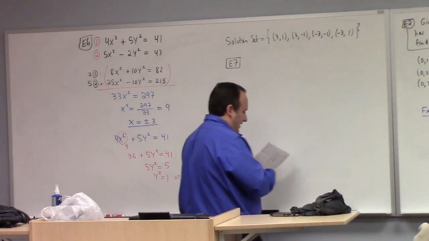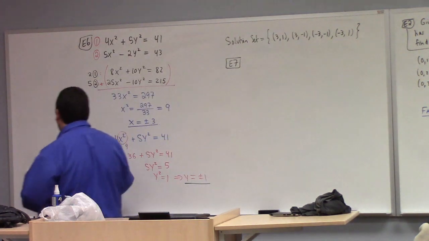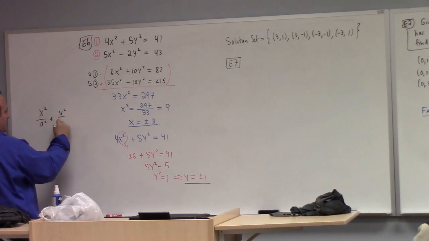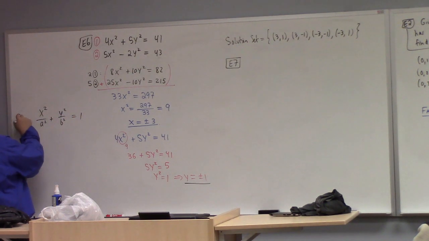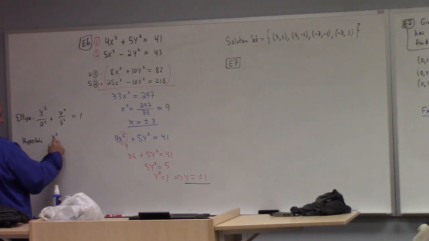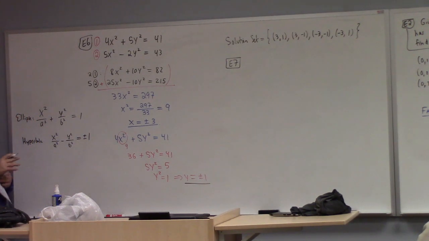Okay. I mean, I can tell you the formulas, just spit them back at you. An ellipse is something like x squared over a squared plus y squared over b squared equals 1. That's an ellipse. And a hyperbola is something like x squared over a squared minus y squared over b squared equals plus or minus 1. Depending on whether you get plus or minus, you get a vertically opening or horizontally opening hyperbola. And when a and b are equal, it's a circle of radius a.